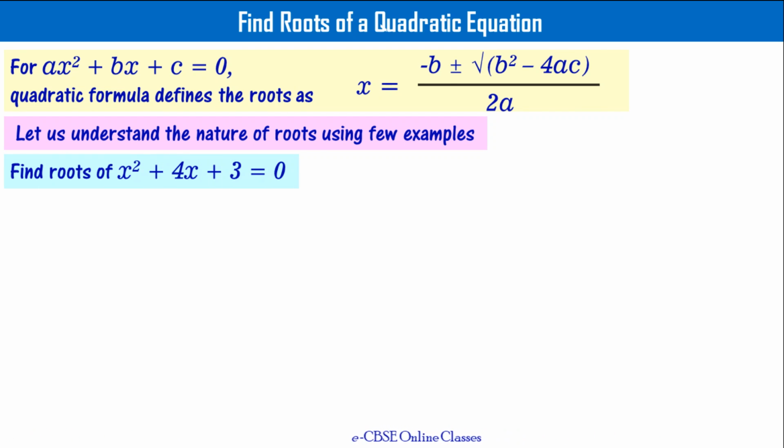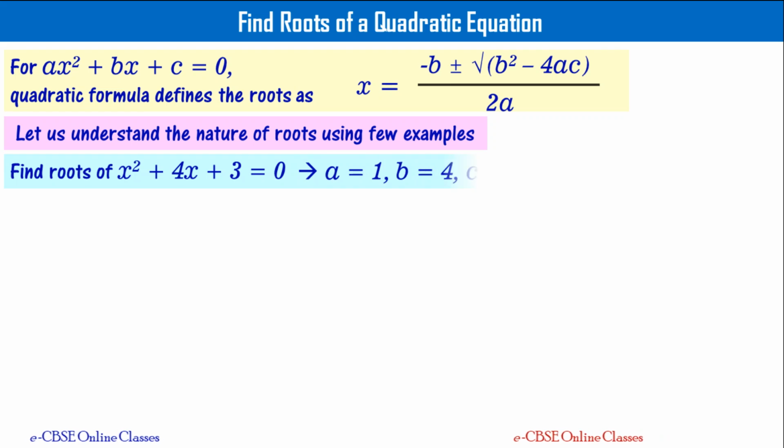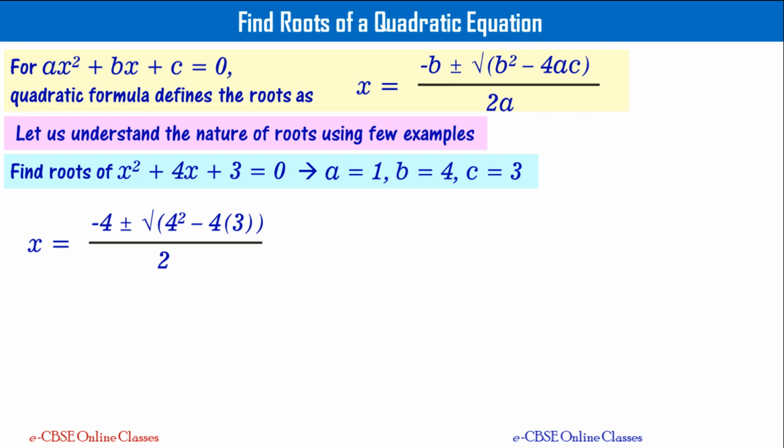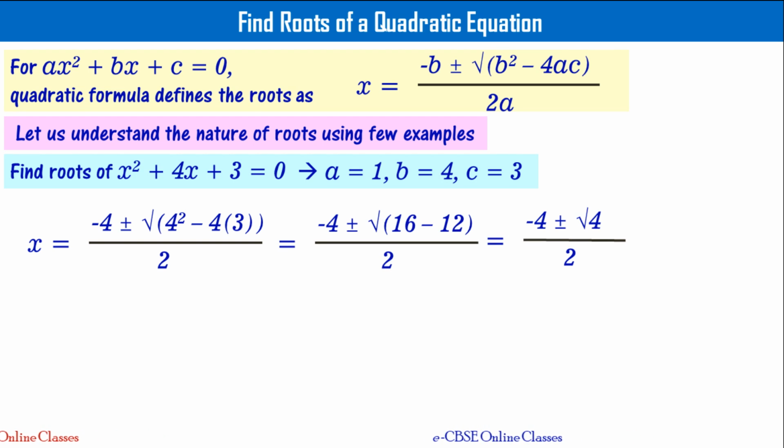Let's find roots of x square plus 4x plus 3 equal to 0. When you compare this equation with ax square plus bx plus c equal to 0, you can say that a equal to 1, b equal to 4 and c equal to 3, right? Let's substitute these values into the quadratic formula and simplify it such that you can write x equal to minus 4 plus or minus square root of 4 divided by 2, right?